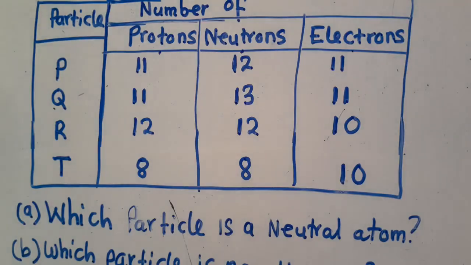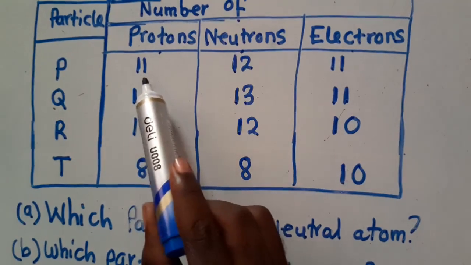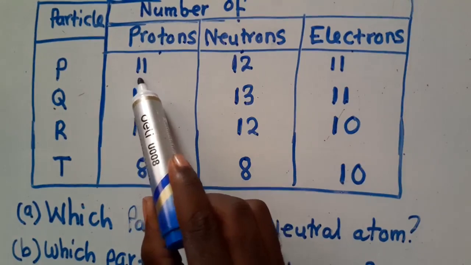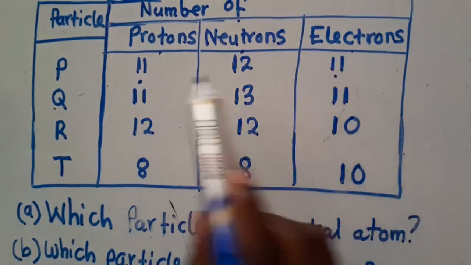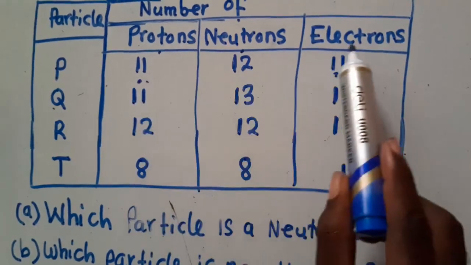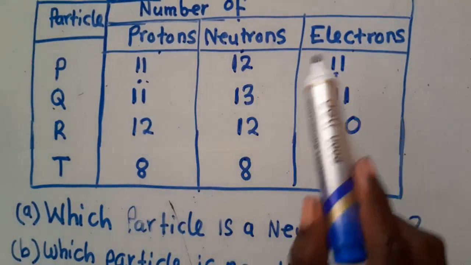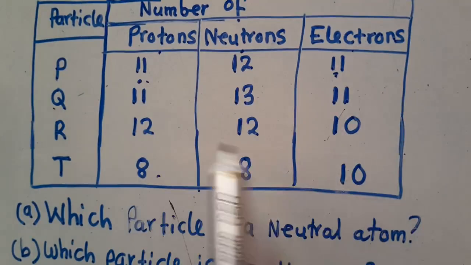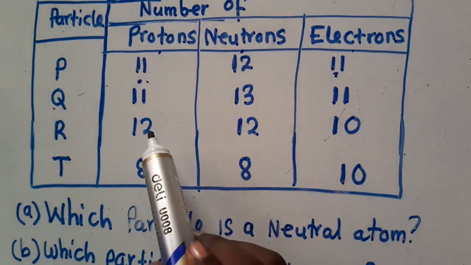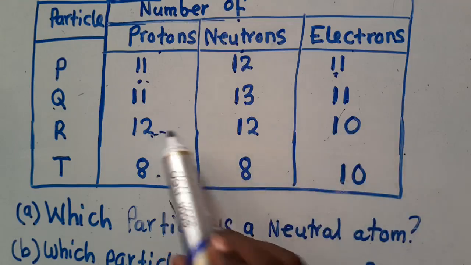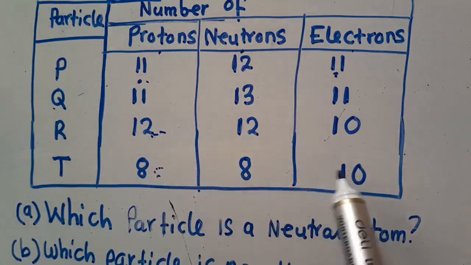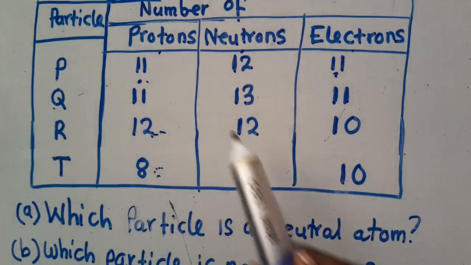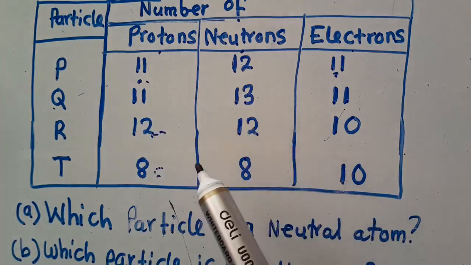Now, for us to answer this question, if you check properly, this one and that one have the same number of protons and electrons, but these others are different. So you can tell that these are not neutral atoms. This one and that one are different. So forget about these two. Let us concentrate on these two.